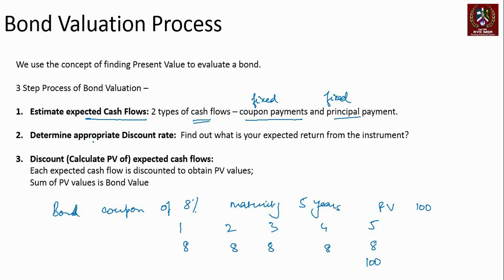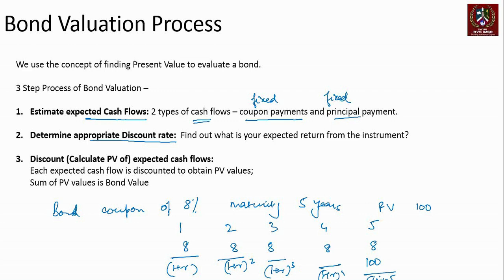Now you have to determine the appropriate discount rate, right? We are trying to find the present value of all these, so you have to find out what this R is: 1 plus R cube, 1 plus R to the power 4, and 1 plus R to the power 5. What is your expected return?